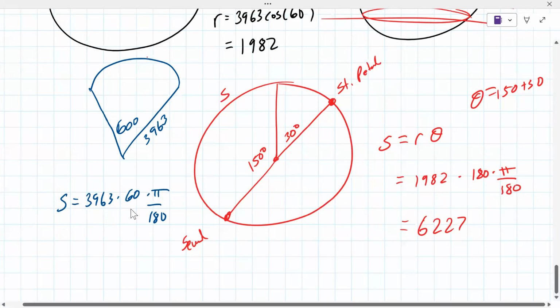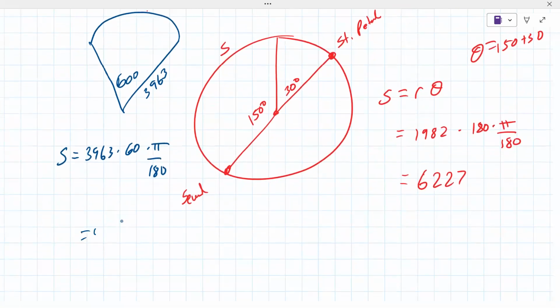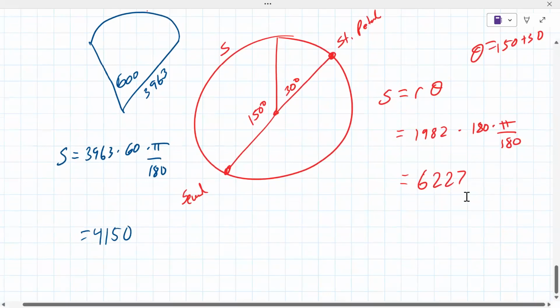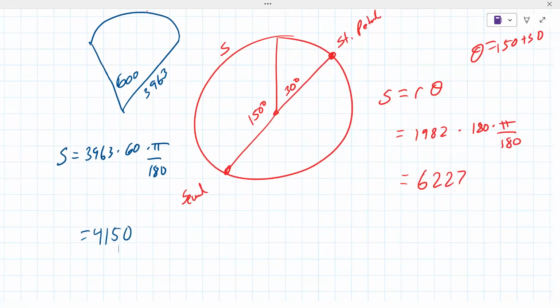So go ahead and calculate this for us, please. 4,150. Yeah, and you're going to see that that is shorter than this. So it's the second option.